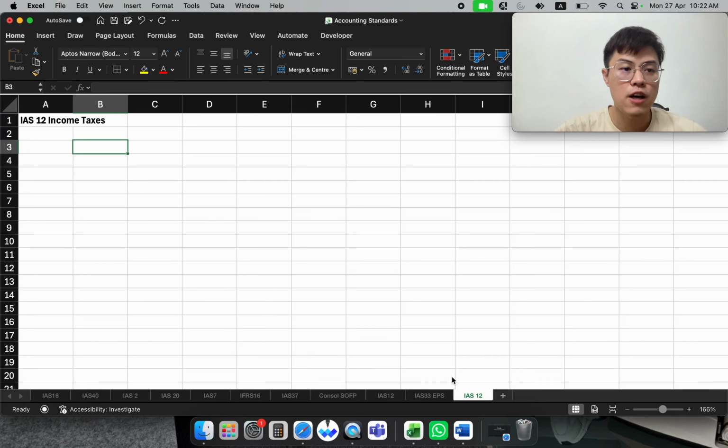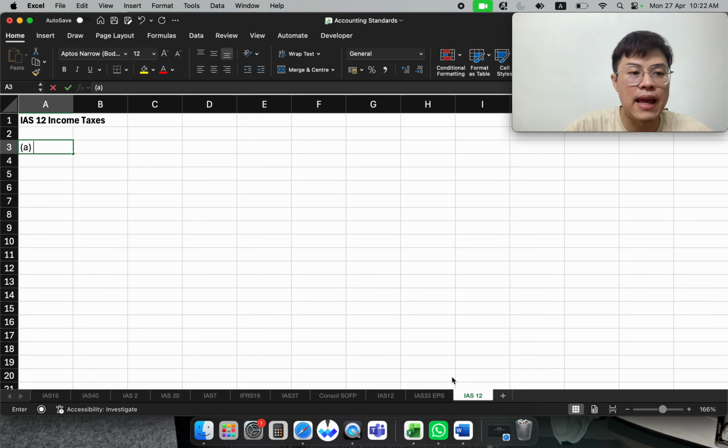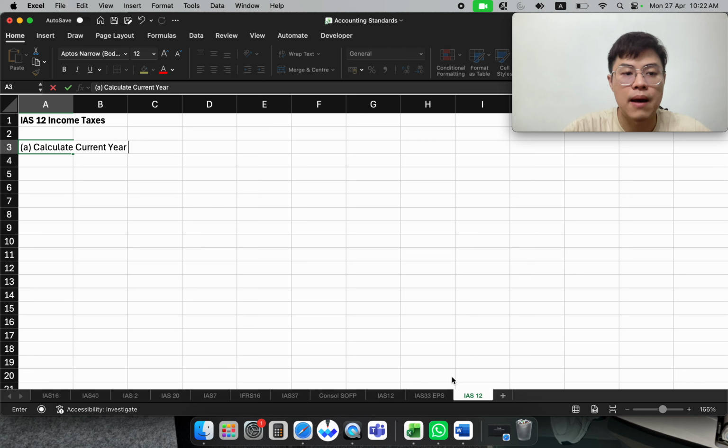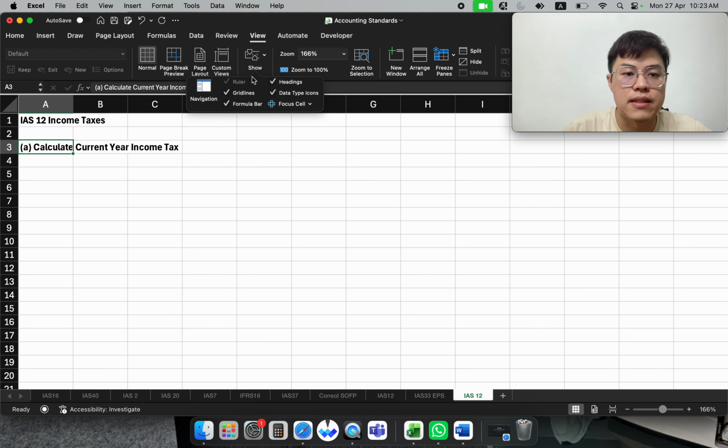At IAS 12 Income Taxes. From the accounting standard's name itself, you can already know that this standard is explaining how we are going to account for income taxes. There are two parts in IAS 12. The first part is to calculate current year income tax, meaning we will need to recognize current year income tax expense.